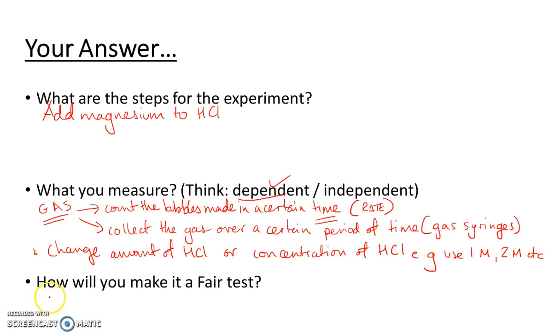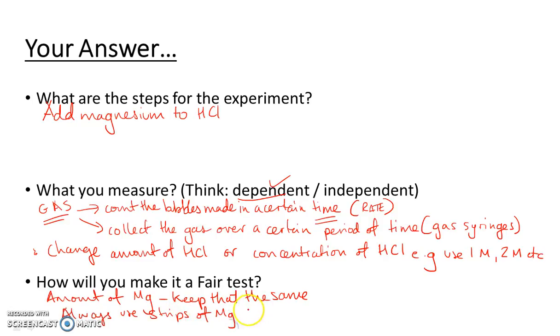Then, how will you make it a fair test? These are your control variables. What you need to think is, what factors affect rate of reaction? We're changing concentration, but there are different things that could affect it, such as the amount of magnesium. So we can keep that the same. We can always use strips of magnesium, because that's to do with surface area. Obviously powdered magnesium would react much faster.